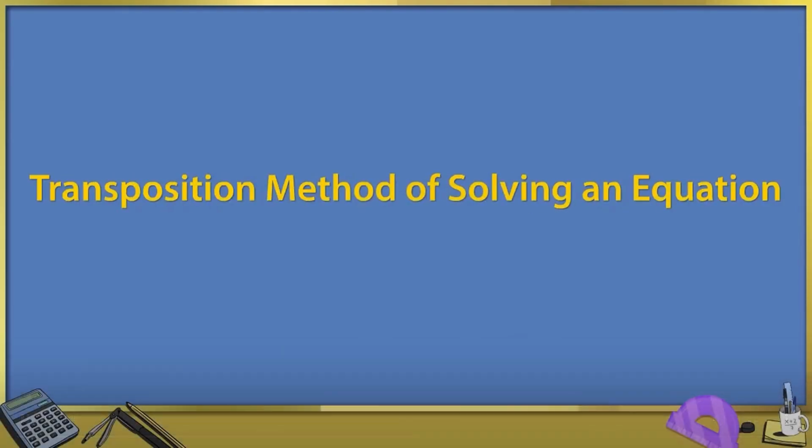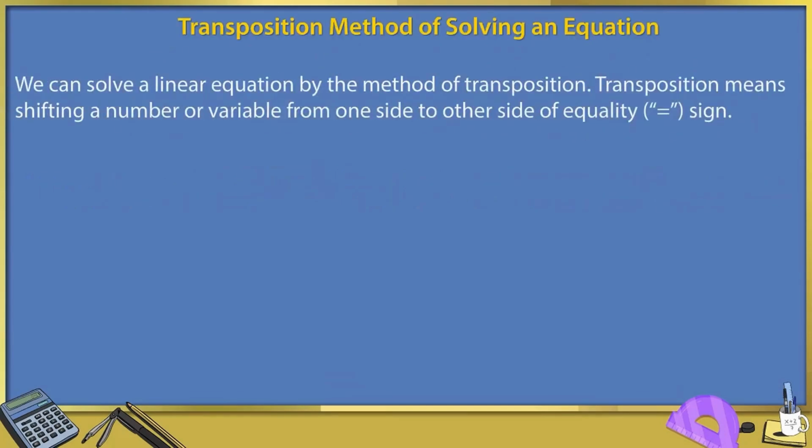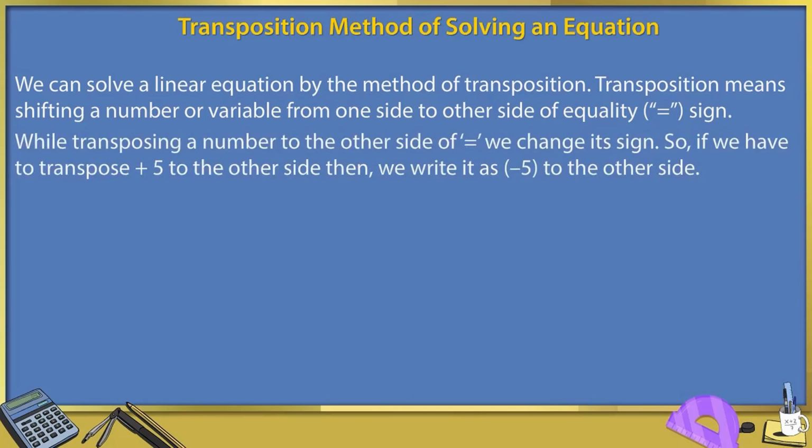Transposition method of solving an equation. We can solve a linear equation by the method of transposition. Transposition means shifting a number or variable from one side to other side of equality sign. While transposing a number to the other side of equality sign, we change its sign. So, if we have to transpose plus 5 to the other side, then we write it as minus 5 to the other side.